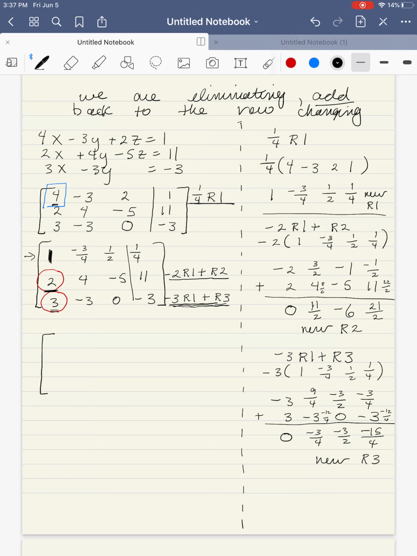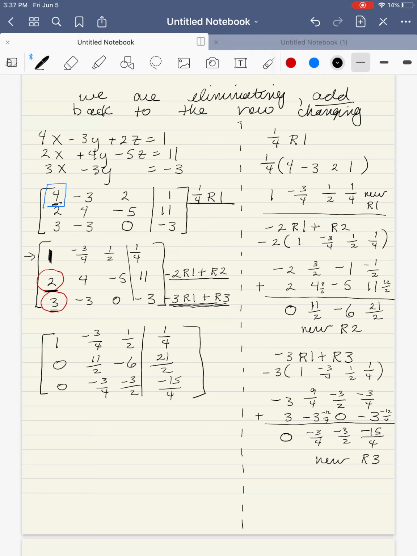And this is my new row 3. So I rewrite my first row. And then I rewrite my new row 2. And my new row 3. It's very, very, very important I watch my signs. I don't make any careless errors, or I'm just going to have a mess moving forward. All right, we are done with column 1. We got our 1, we got our zeros.